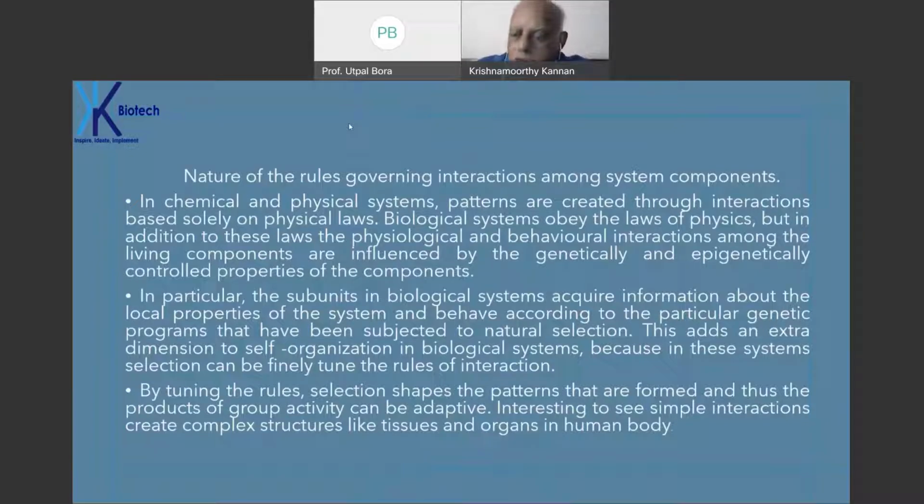I think it has got hung. Yeah, your slide is not moving. No problem, sir. You can just wait. Is there any problem? Now it has moved. Yeah.